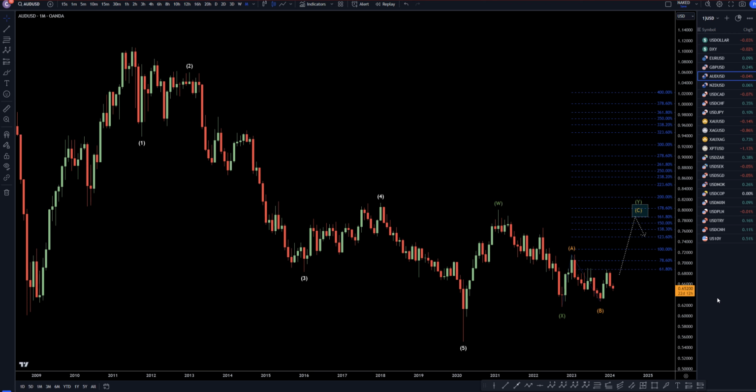Today is Wednesday, February 7th, and I'm going to be analyzing the Aussie US dollar, starting on the monthly, working my way down to the 1 hour time frame for the full top-down analysis.